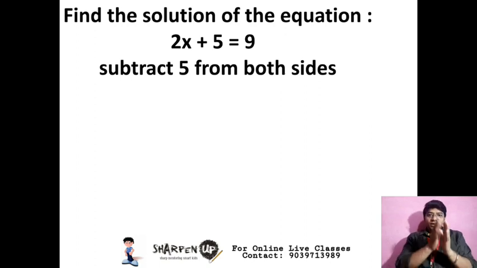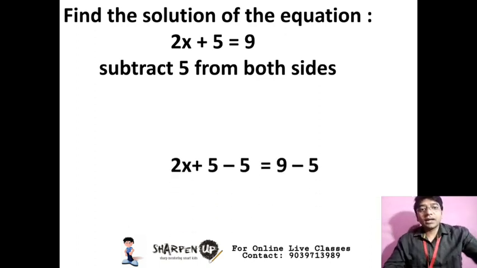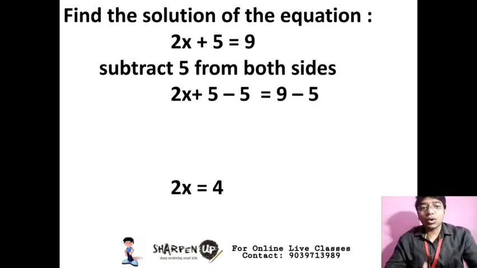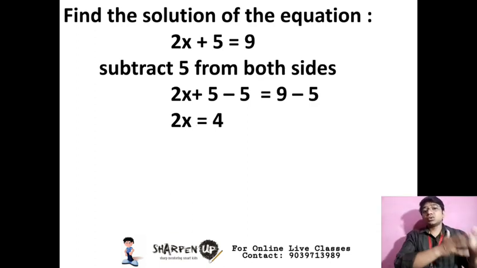So what will I do? First, 2x plus 5. First of all I have to eliminate 5 from here. So subtract 5 from both sides. What will I get? 2x plus 5 minus 5 is equal to 9 minus 5. So 5 minus 5 is 0, and 9 minus 5 is 4. So I get 2x is equal to 4.